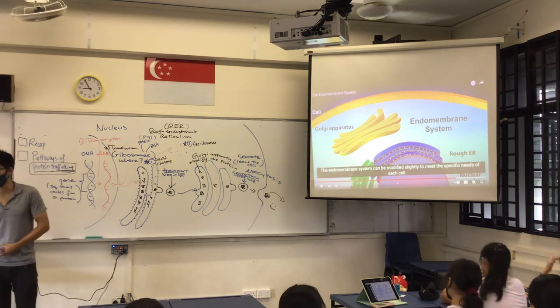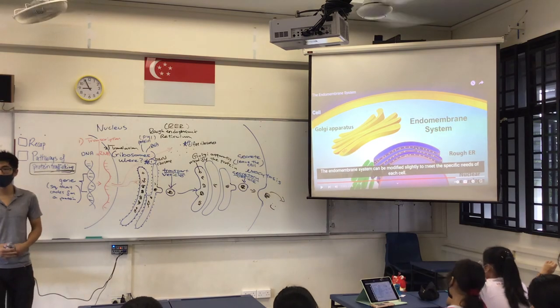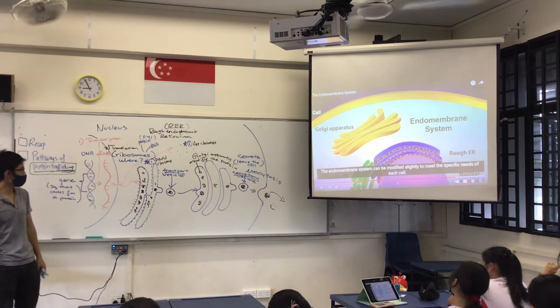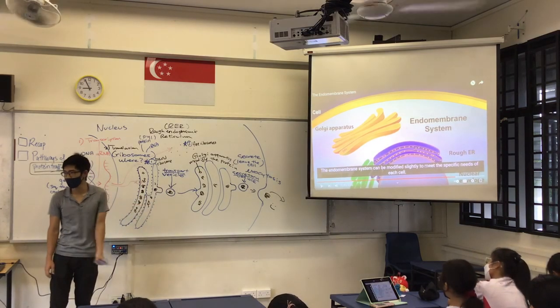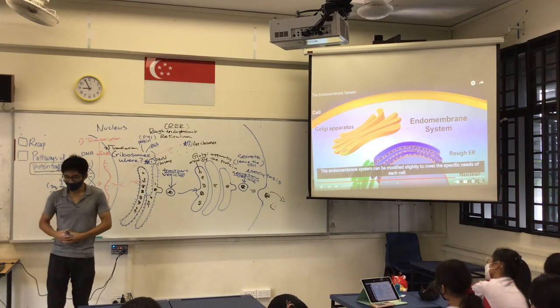So that's all we are covering today. We just want to know how the proteins get out of the cell. And we learned that it actually has to go through two things first, the RER and the Golgi apparatus. Okay, that's all for today.